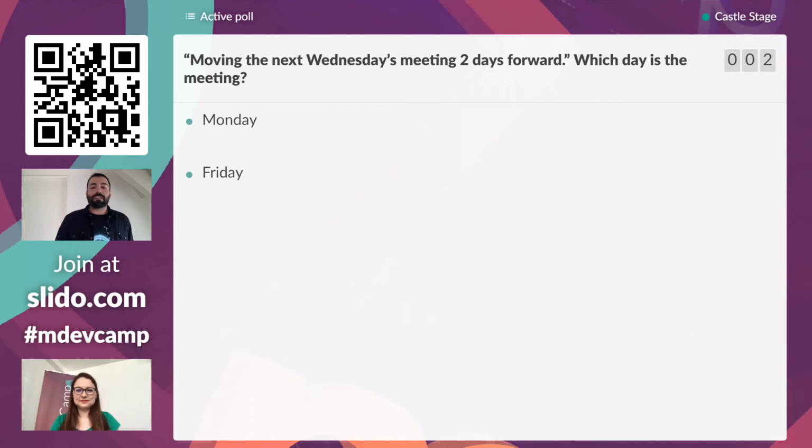if you think about it, 2 days forward can also mean that the meeting comes closer to you. So it can be Monday. I even saw some explanations, people saying that if the meeting is moved 2 days forward, that means its importance is increased, so it should be earlier. But it all depends on the context. It all depends on a person's understanding, right?